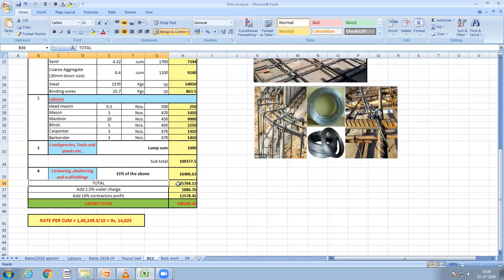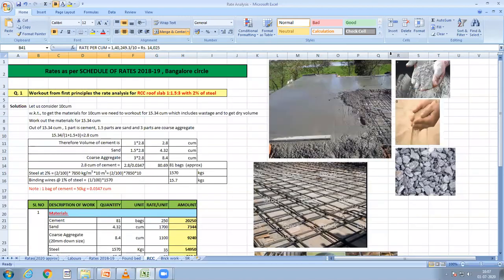In this, 1.5% will be the water charge, and in the 1,25,000 or whatever you get, 10% will be the contractor's profit, and the grand total will be the sum of all this. Since you have worked out for 10 cubic meter, divide it by 10 to get the rate for 1 cubic meter of RCC roof slab construction. So you need approximately 14,000 rupees to construct the RCC roof slab of 1 cubic meter. This is as per 2018-19.